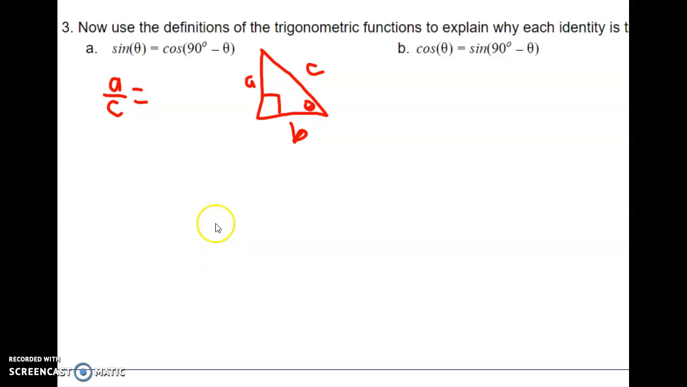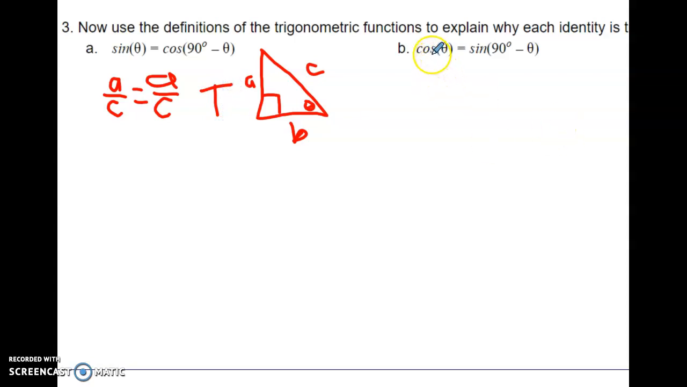Continuing on with the notes, we were on number 3, and we're looking at the sine of theta, which would be opposite over hypotenuse, so A over C. And we want to see if that's the same as the cosine of 90 minus theta. Well, if theta is this angle, then 90 minus theta is this angle right here. So the cosine of this angle, cosine is adjacent over hypotenuse, so it would be A over C also, and they are the same thing, so that is true.